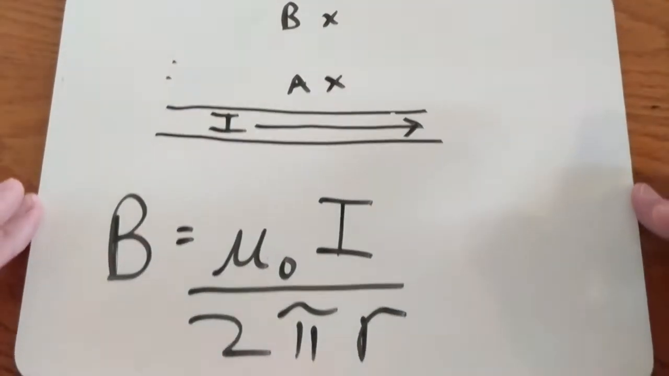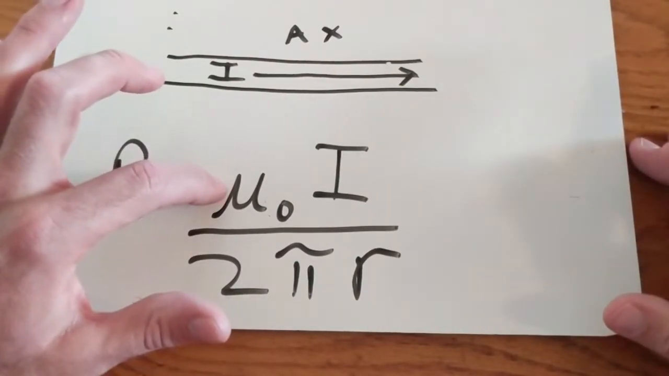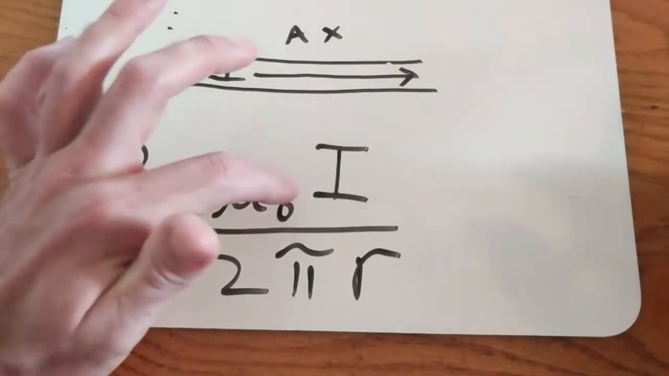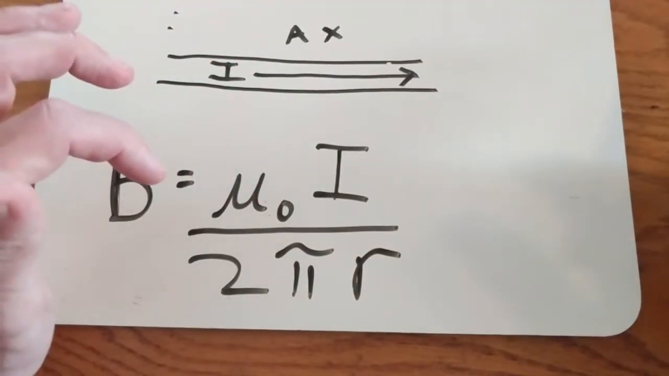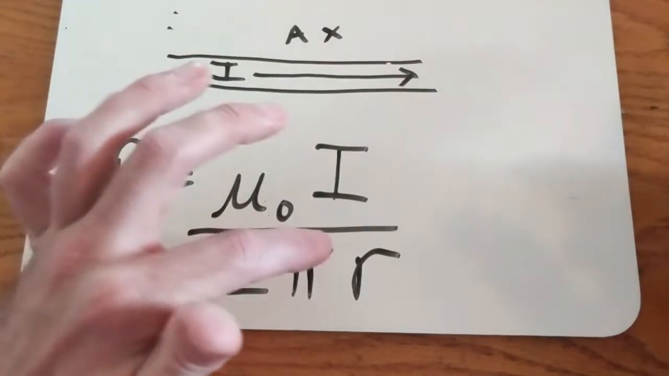So the equation that models that is this. B equals, this is called mu naught. It's like mu S, mu K, which is pronounced mu. And when you have a little zero there, it's called naught. So B equals mu naught I over 2 pi R.